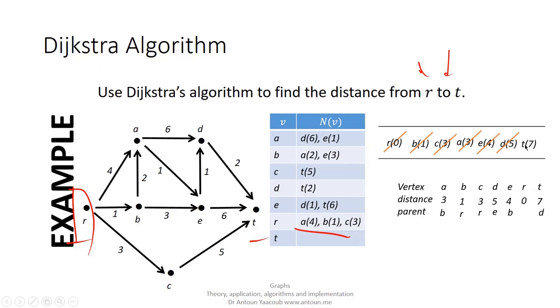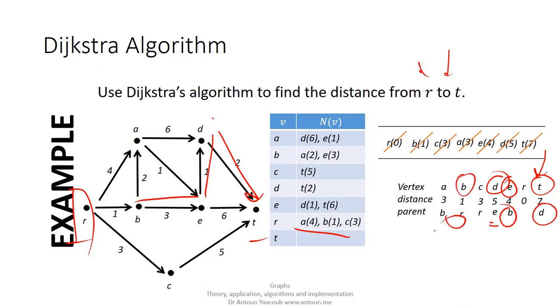We still have T. T has no neighboring vertex, and we have finished our Dijkstra's algorithm. Now we need to find the path. So we need to find the path distance from R to T. So this is T. In order to reach T, I need to pass by D. So this is what we said. In order to reach D, which is now our target, I need to pass by E. So this is our path. In order to reach E, I need to go by B. And in order to reach B, I need to go by R. So this is our path.